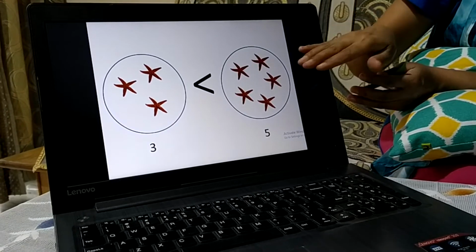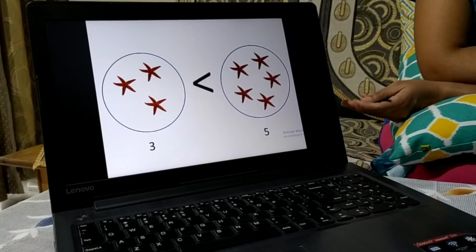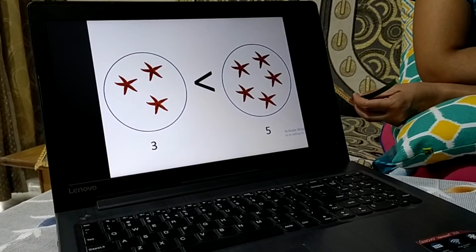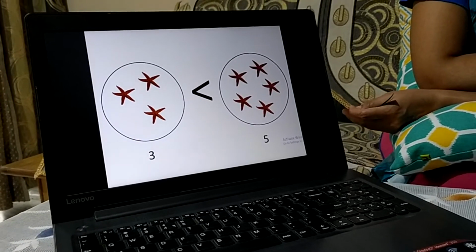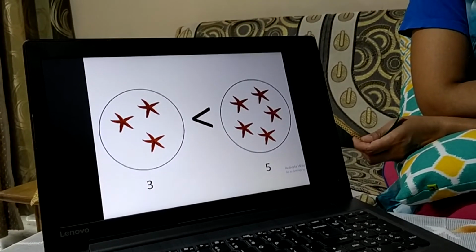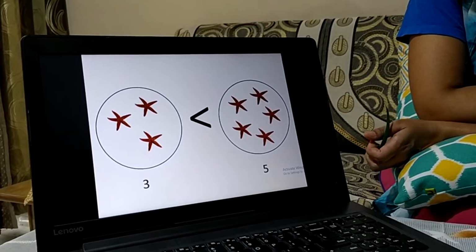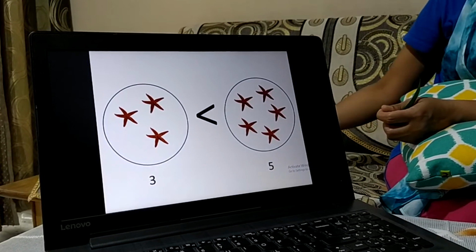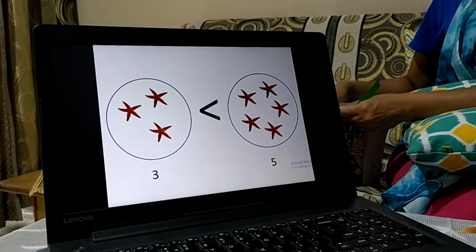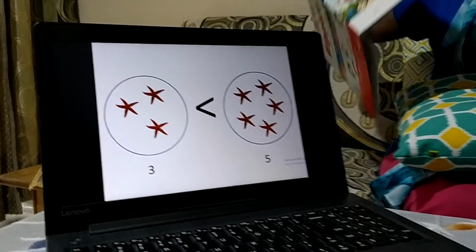So this way we can practice the concept of greater and lesser than. We are going to compare the numbers. The number which comes later is bigger than the previous numbers, right? Now let's do it with the help of an activity.